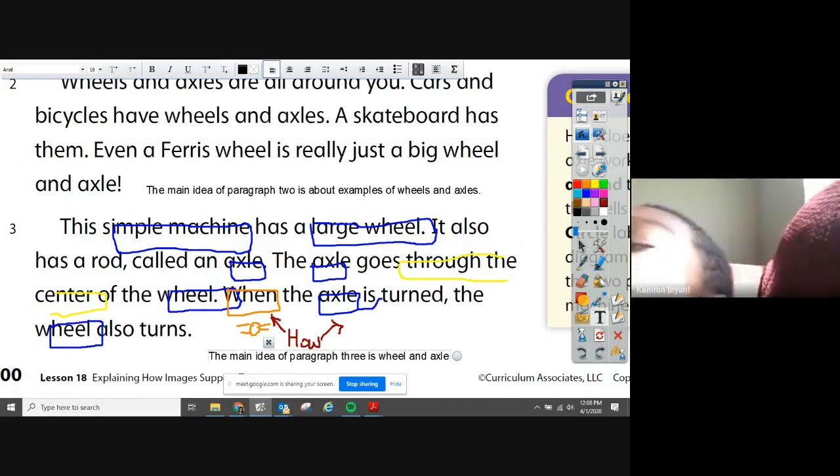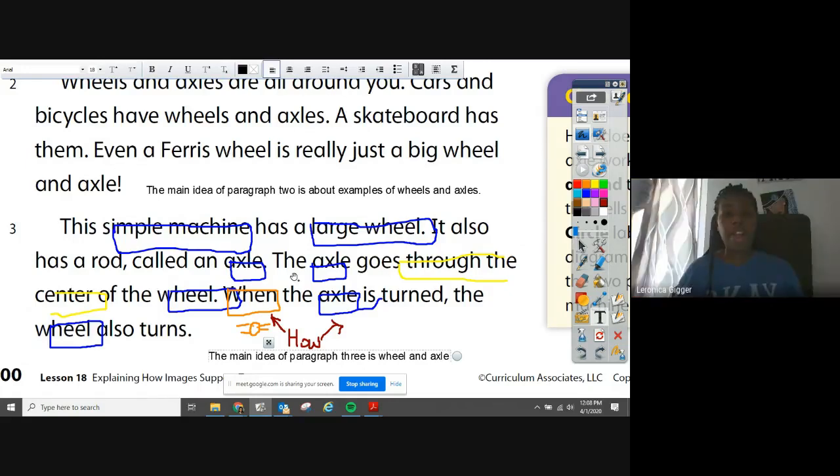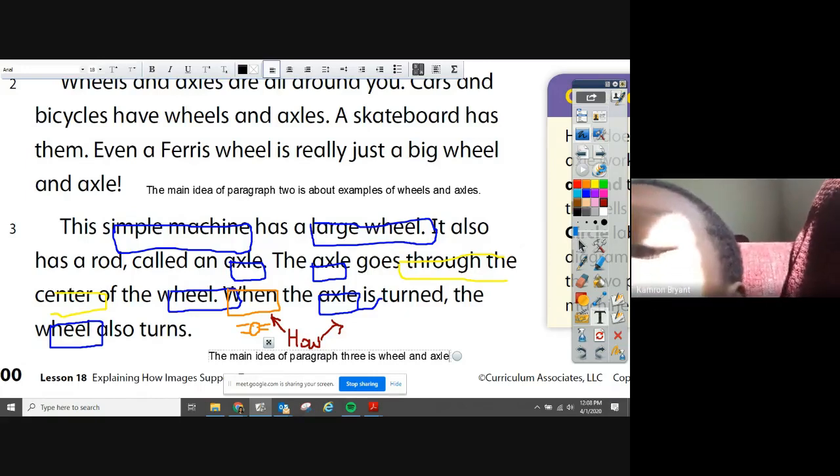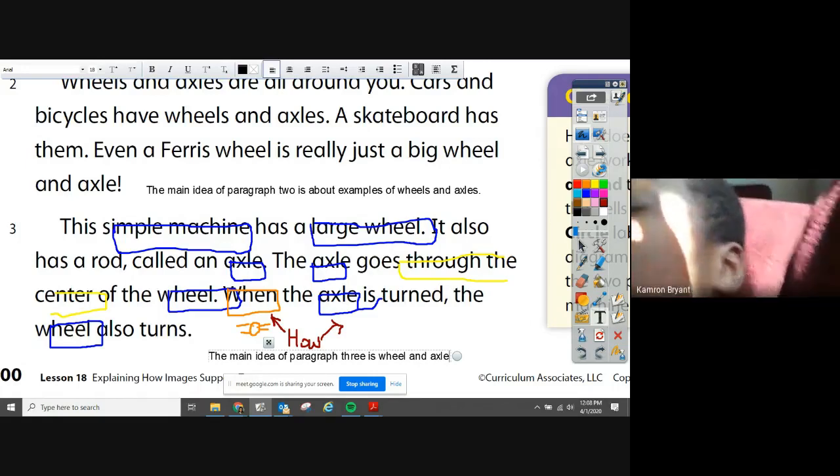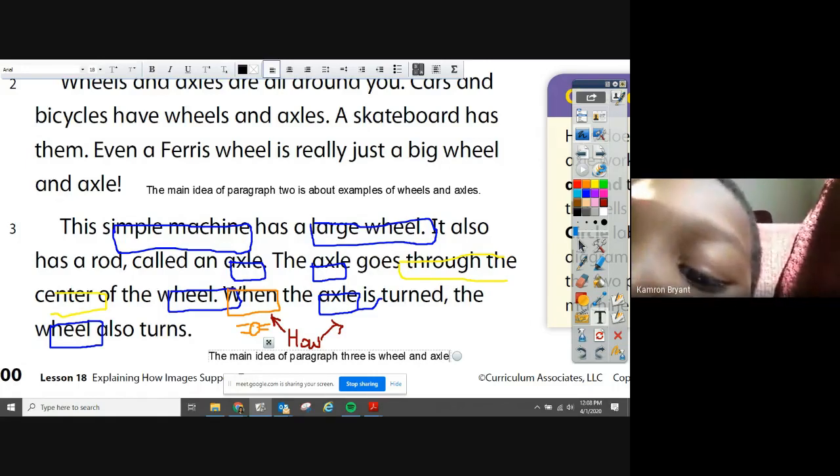Paragraph 3, what is it mainly teaching us about the wheel and axle? When the axle is moving, the wheel.